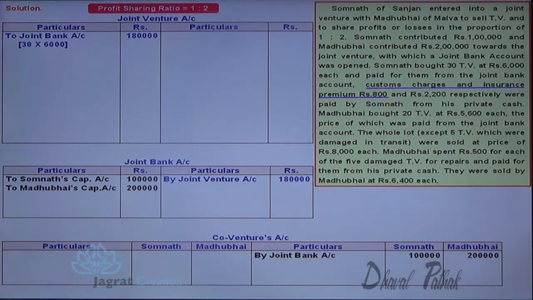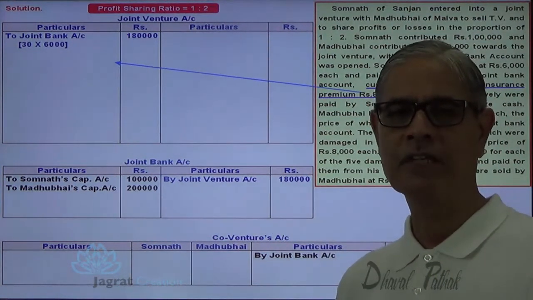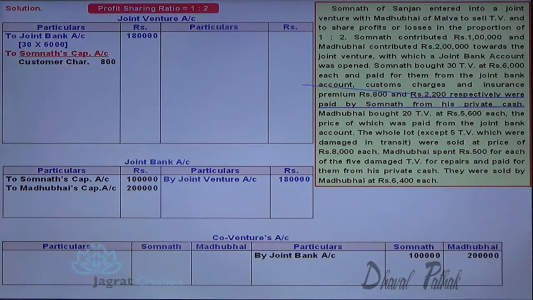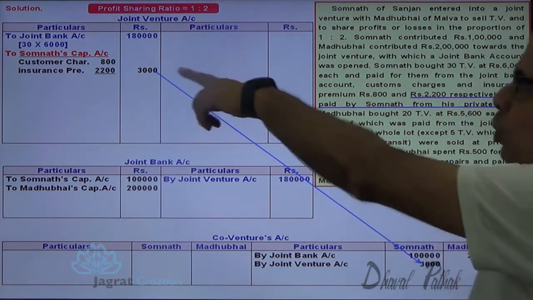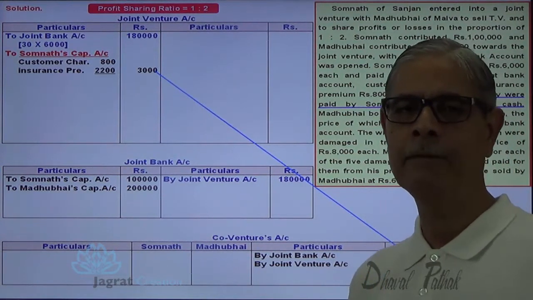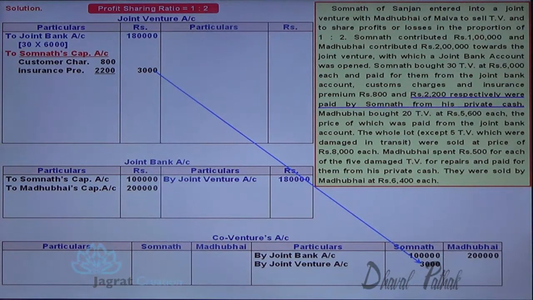Insurance premium and customs paid, 800 plus 2,200 paid by Somnath. Somnath is the giver, credit the giver. This is an expense of joint venture business. So joint venture account debit to Somnath capital account credit. Somnath capital account will be credited with 3,000. Total of 800 plus 2,200, 3,000. Somnath has paid. So Somnath is the giver, credit the giver. So Somnath account is to be credited.